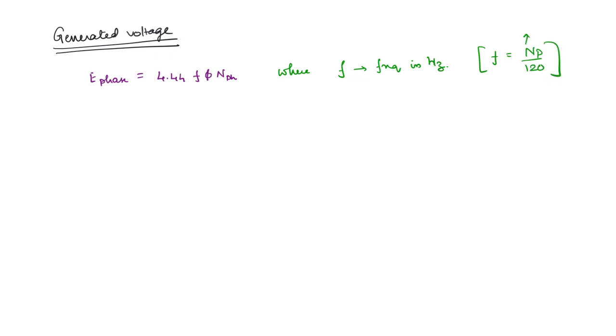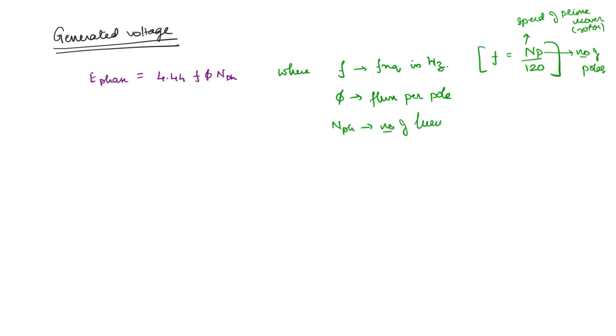What is N here? Speed of rotation of the prime mover, or you can write rotor. P is the number of poles. So from here you can get the frequency in hertz, and phi is the magnetic flux per pole, and finally N phase is the number of turns per phase.